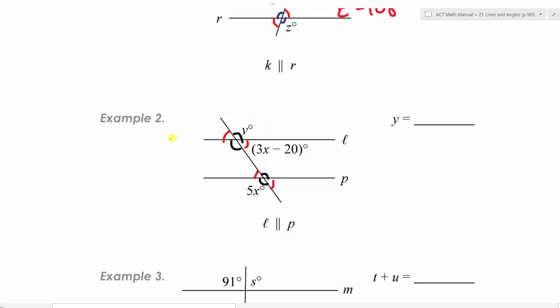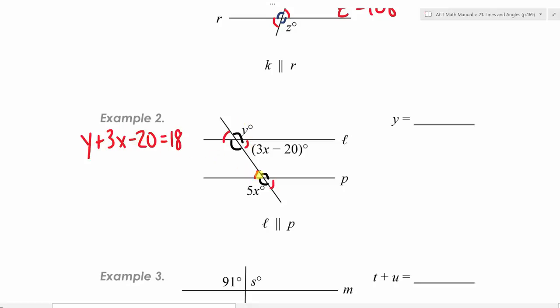The two equations that I know are, actually there's more than two equations, but I know that y plus 3x minus 20 has to equal 180 because that's a big and a small. They have to be supplementary. I know that, but there's nothing I can do right now with that equation because it has two variables. I can't solve an equation that has two variables.